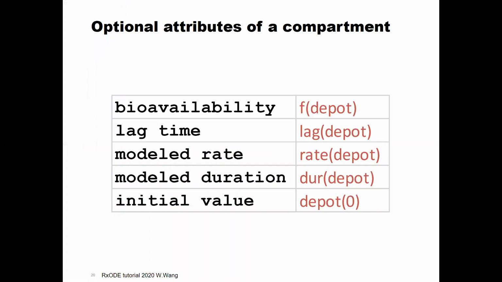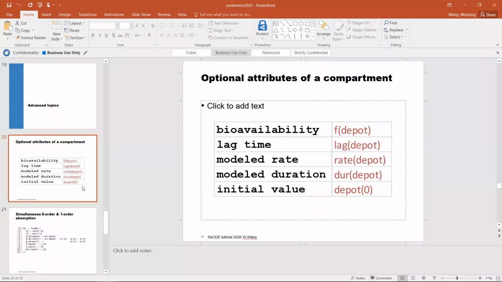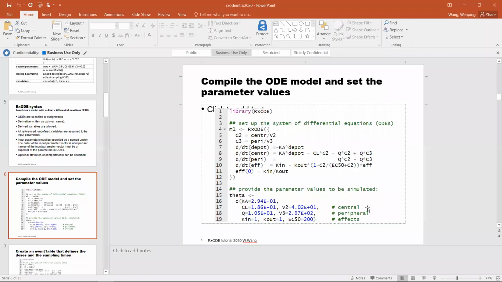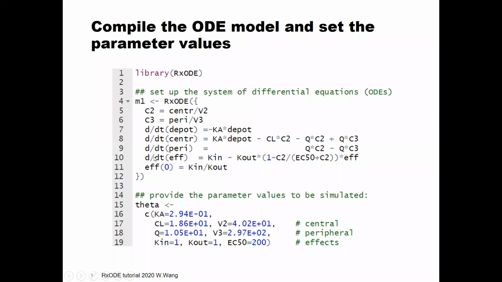There are certain things we touched on before. If you remember early on when we discussed RxODE, I asked you to pay attention to this sentence on line 11. So EFF0 is equal to so and so. What it means is the initial value for this EFF compartment is equal to K in over K out. So this EFF0 is an additional attribute that you can specify for certain compartments.